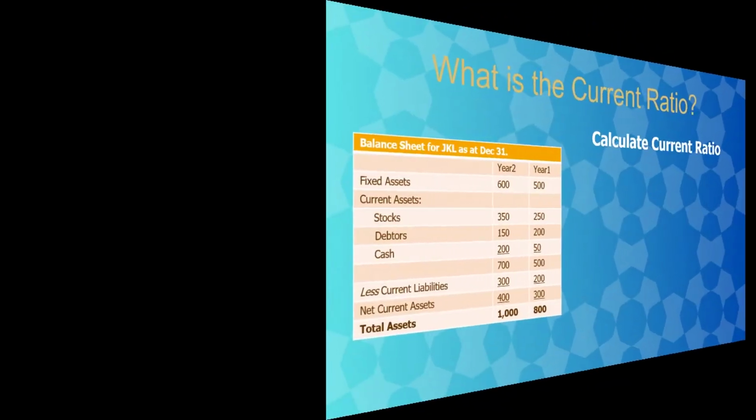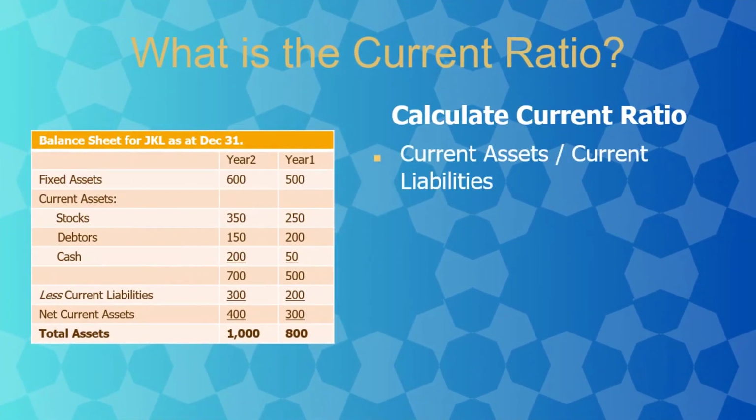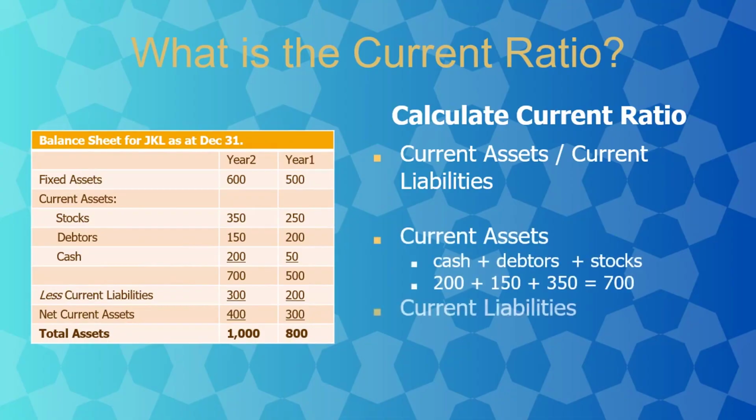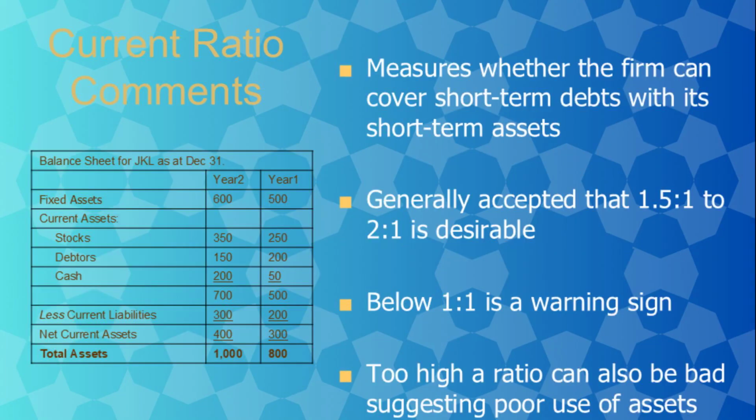The current ratio is a key financial metric that helps determine a company's ability to pay off its short-term liabilities with its short-term assets. By dividing current assets by current liabilities, we can gauge financial health. For example, if a company has $700 in current assets and $300 in current liabilities, the current ratio would be 2.33:1, indicating strong liquidity.